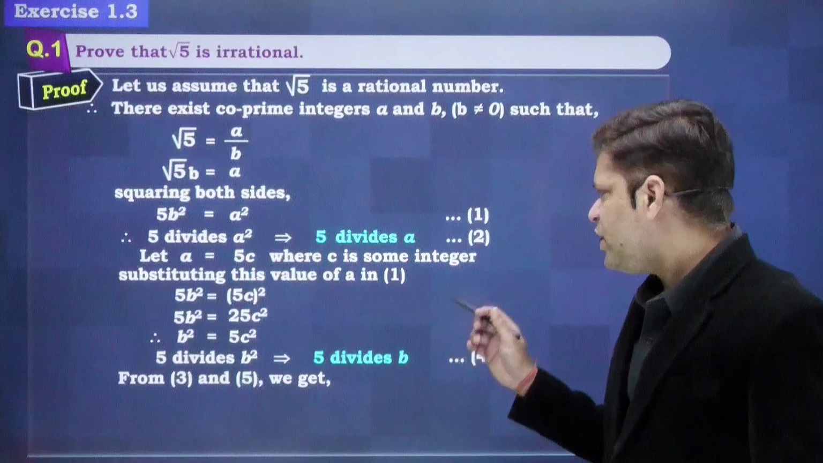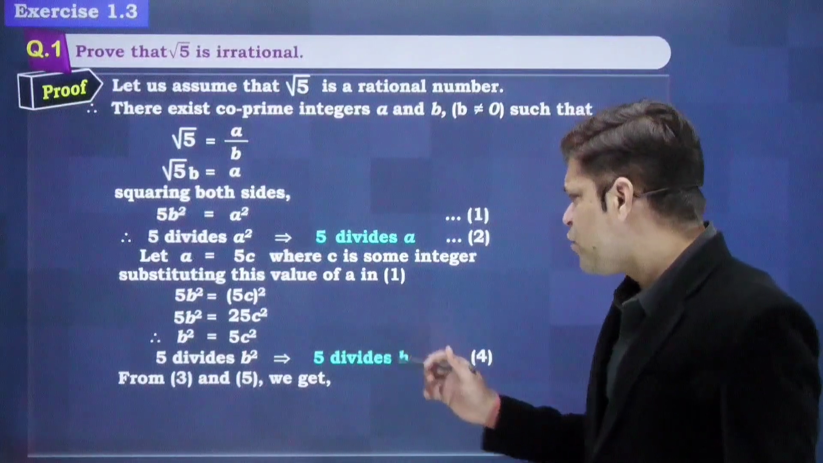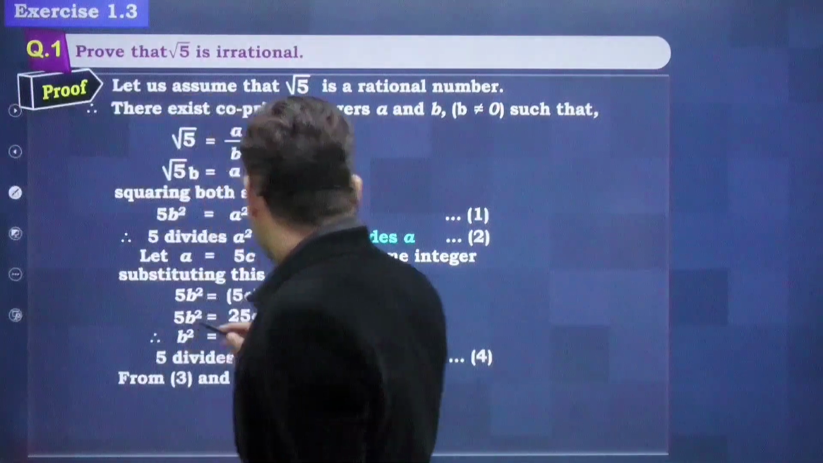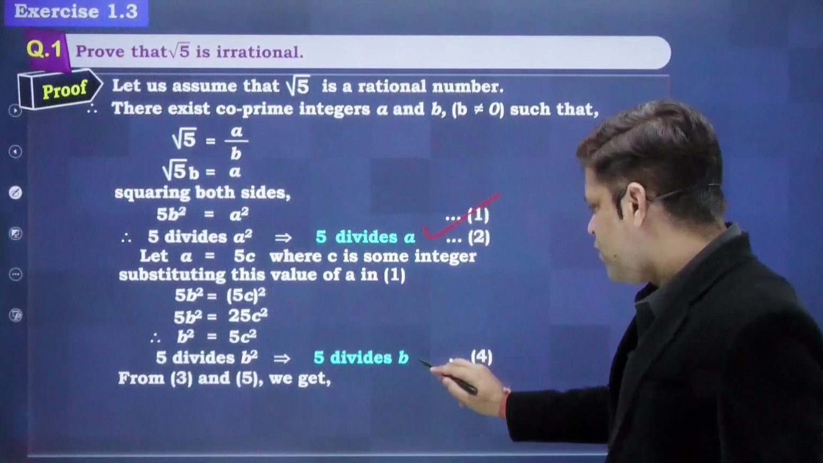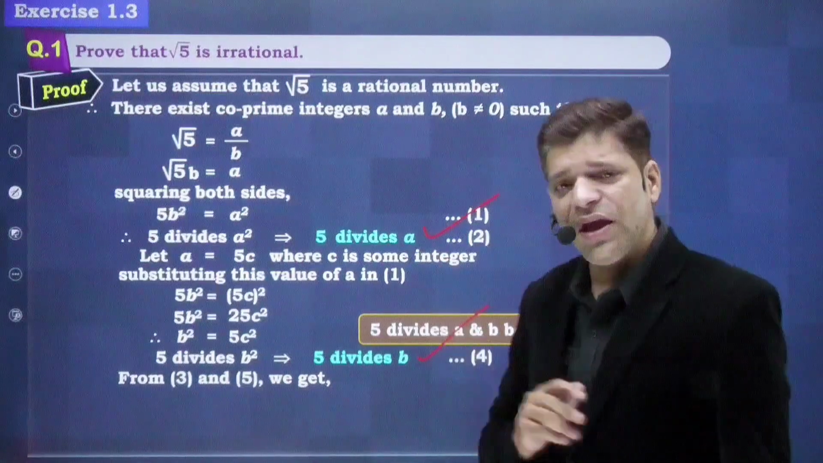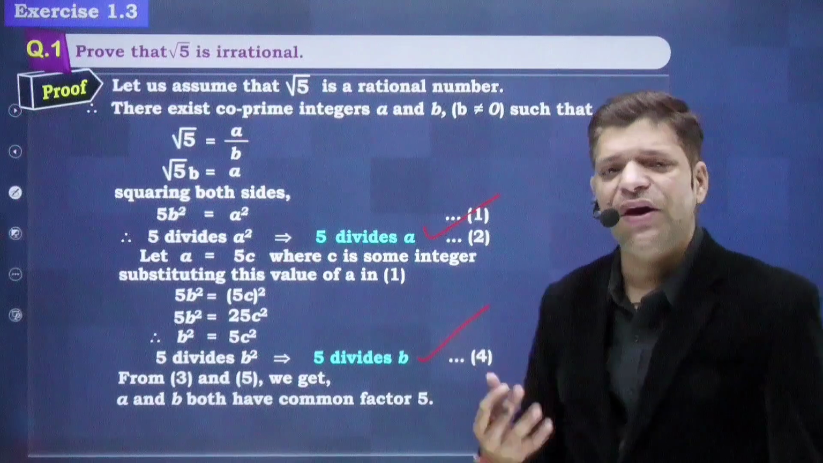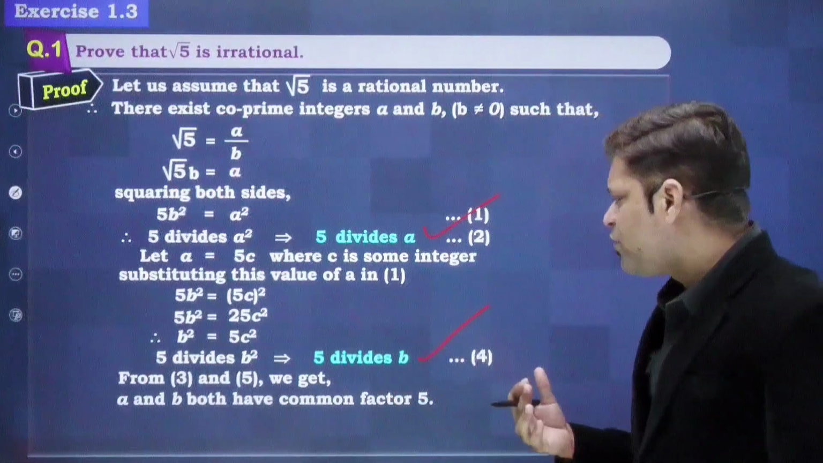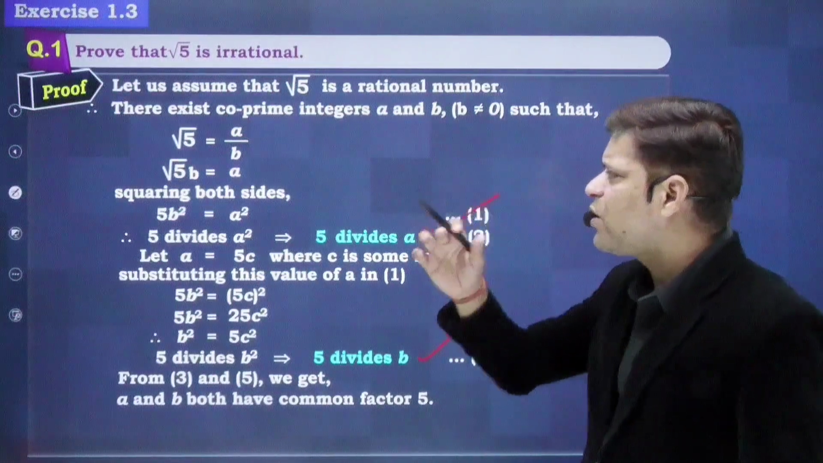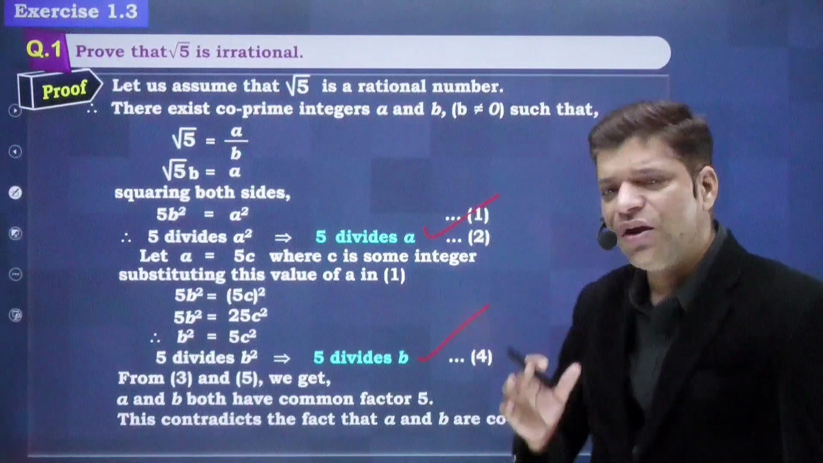Now from both results, 5 divides a and 5 divides b, we conclude that 5 divides both a and b. That is, a and b both have the common factor 5, which contradicts our assumption that a and b are co-prime. So this contradicts the fact that a and b are co-prime.